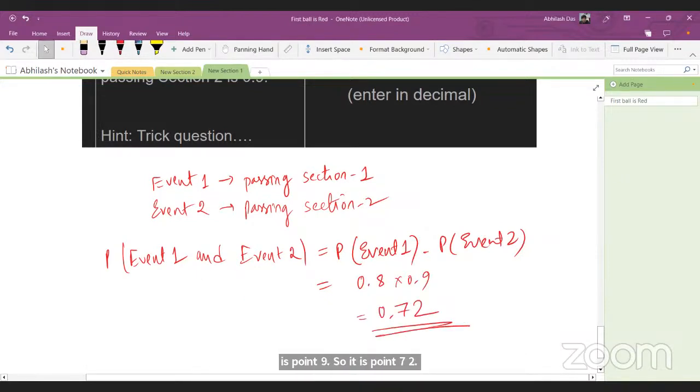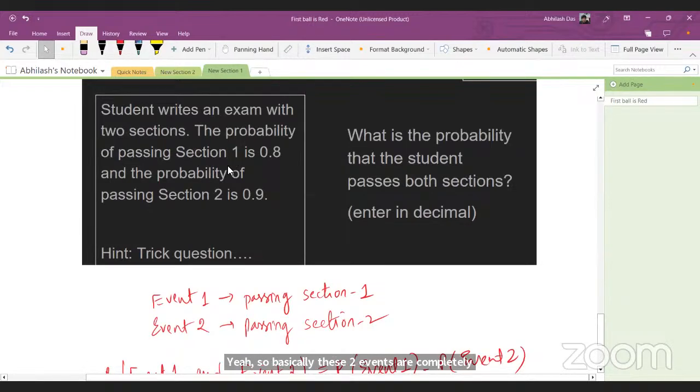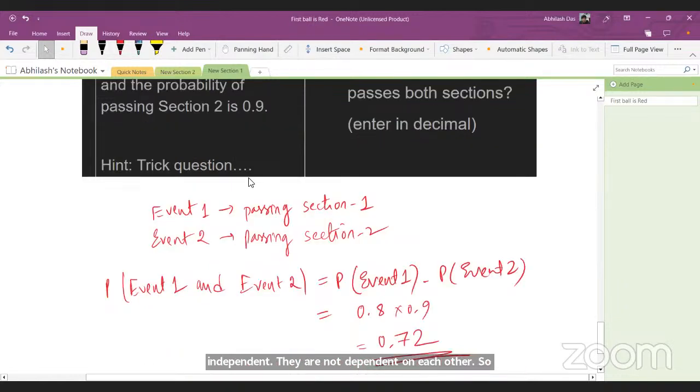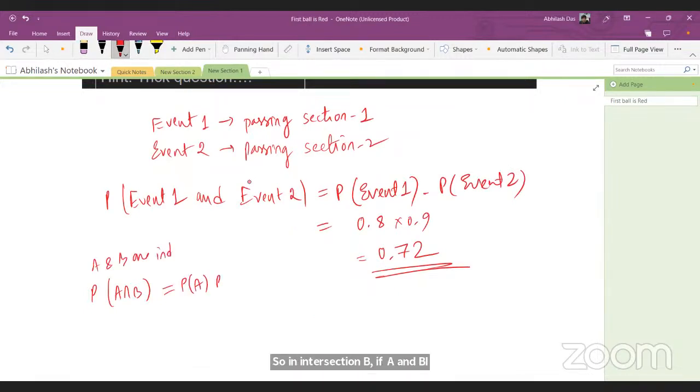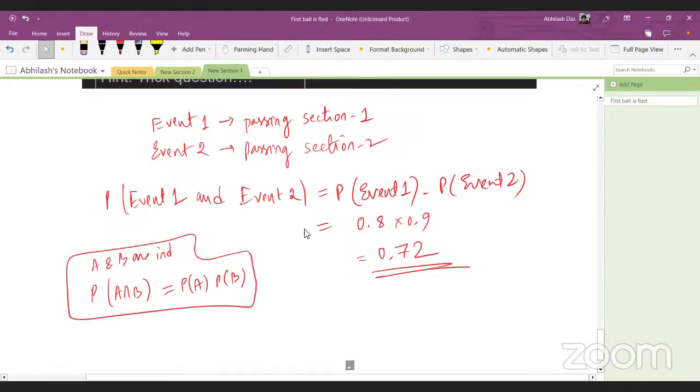Yeah. So basically these two events are completely independent. They're not dependent on each other. So passing in section 1 and passing in section 2 are not dependent on each other. So if it is independent, then we can use this formula, right? So A intersection B, if A and B are independent, then we can write P of A times P of B. So this is the trick that you need to use in this question. Okay, so let's go to the next question.